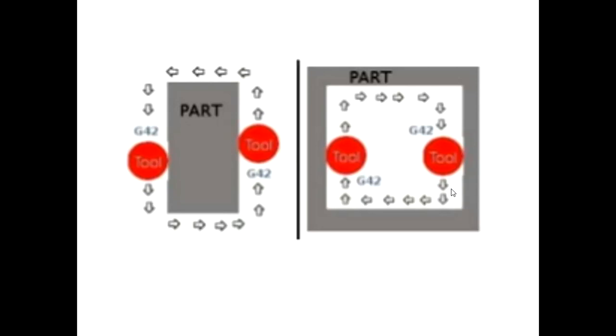If you are moving in one direction and you are compensating for the left side, then go for G41. And if you are moving in the other direction and you are compensating for the right hand side of the program surface, you have to go for the G42 code. Obviously, you have to cancel the G41 and G42 code by using the G40 code. G40 is the cancel cutter diameter compensation.